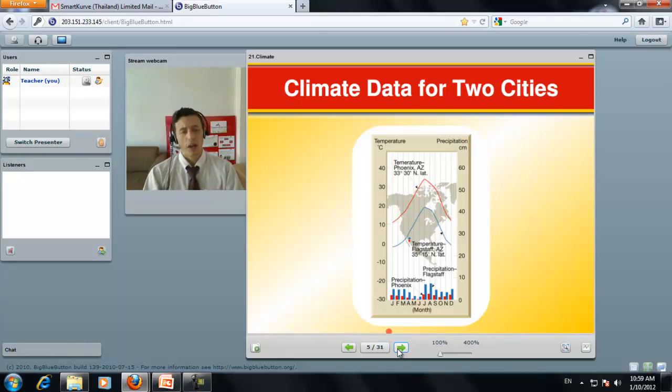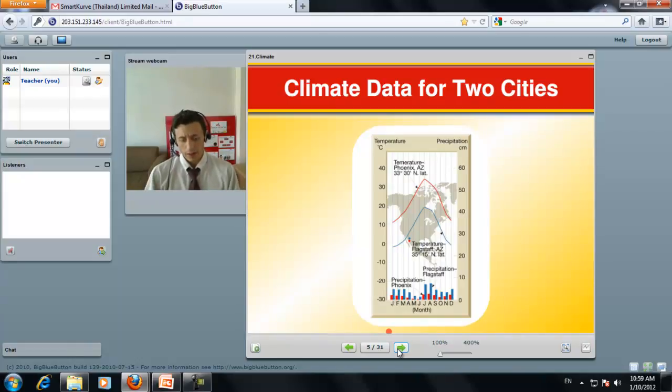So notice a couple of things. Notice first that for both cities, the hottest months are also the wettest months. So the months with the highest temperature are also the months with the most rain.